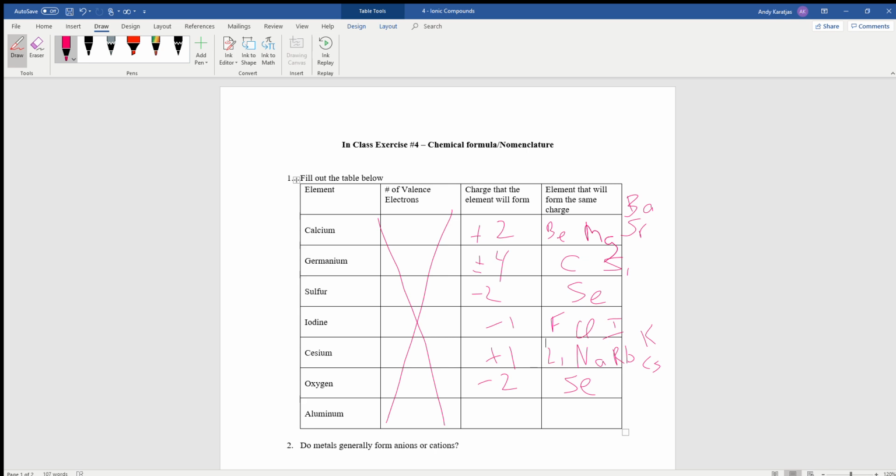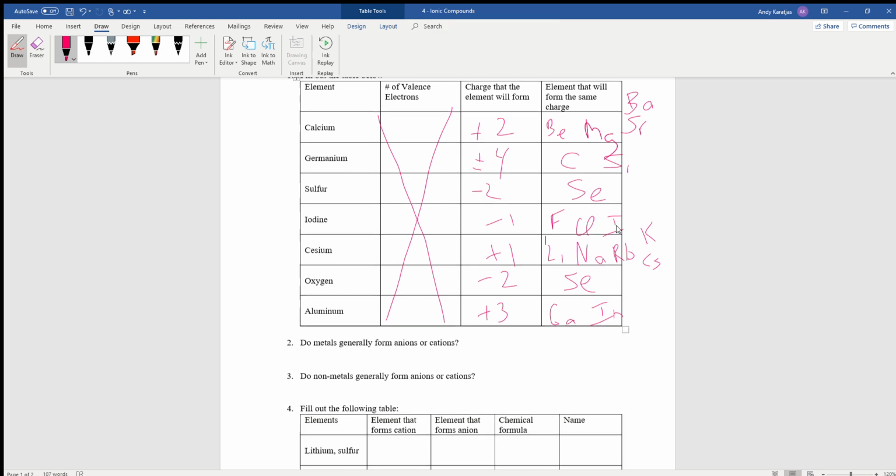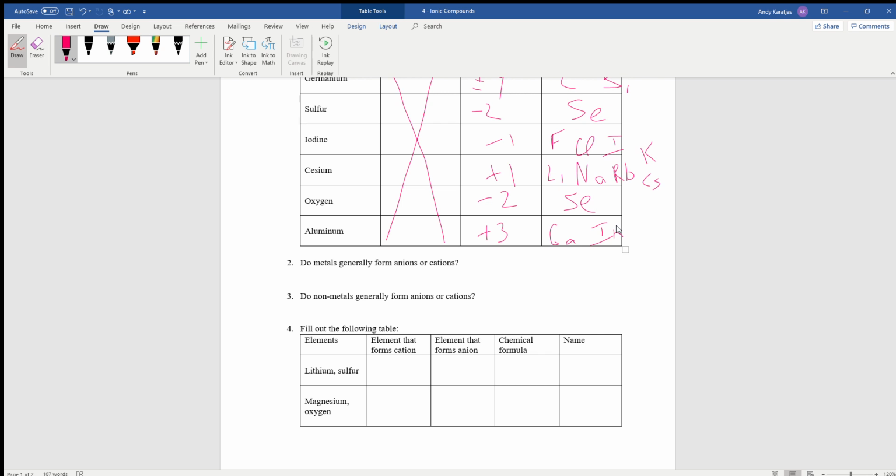And aluminum is a group 13 element. Those generally form +3. And we're looking at things such as gallium or indium. So do metals generally form anions or cations? Metals generally give up electrons, and that means they become positively charged or form cations. Nonmetals form anions.